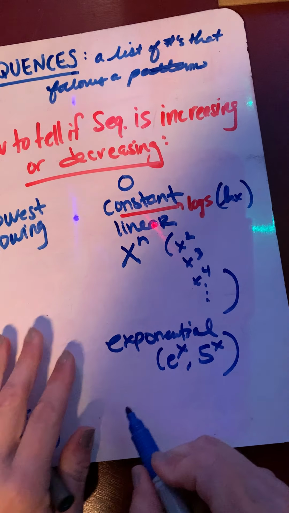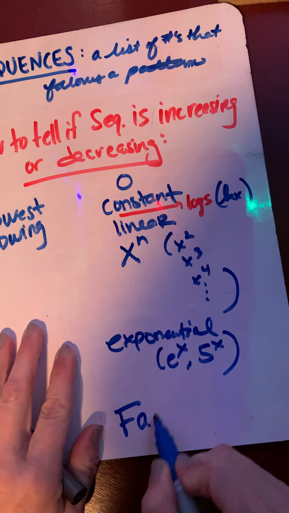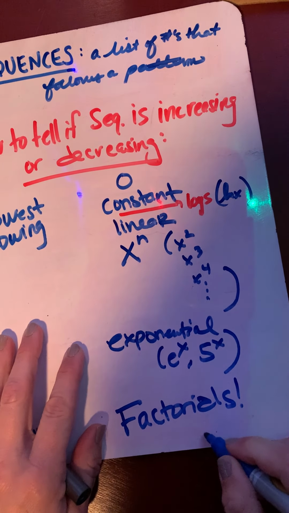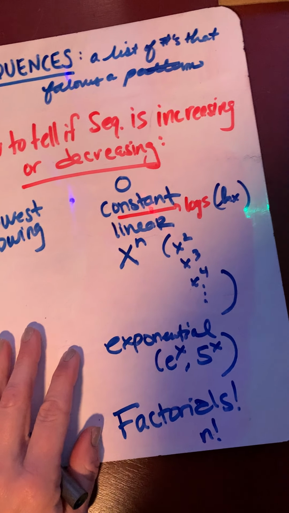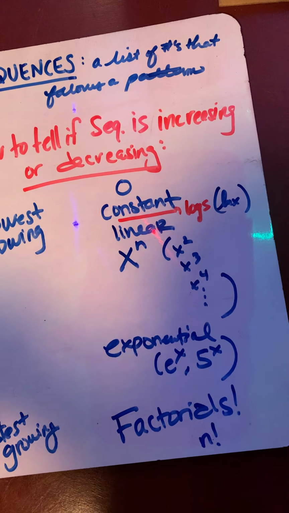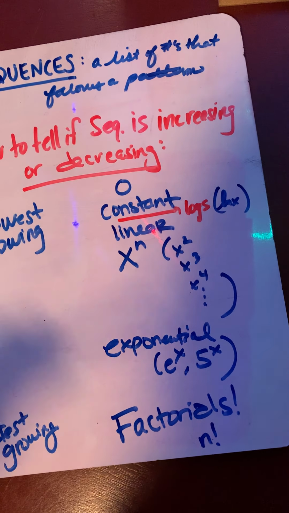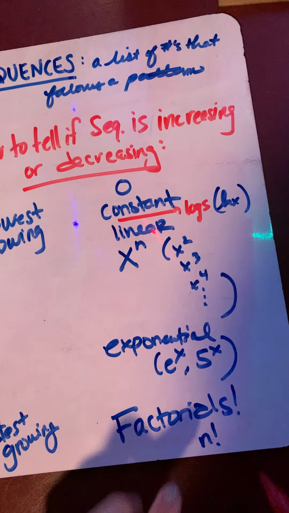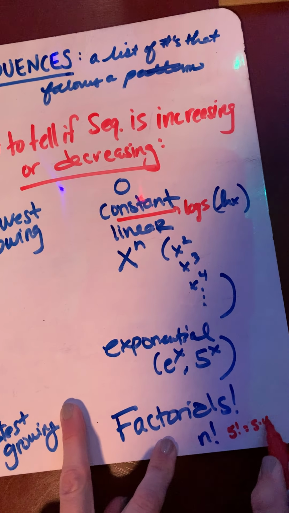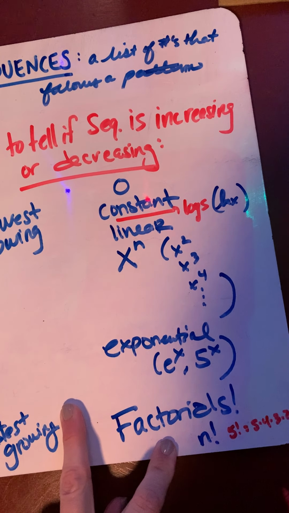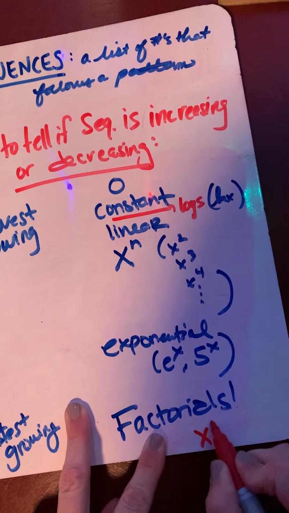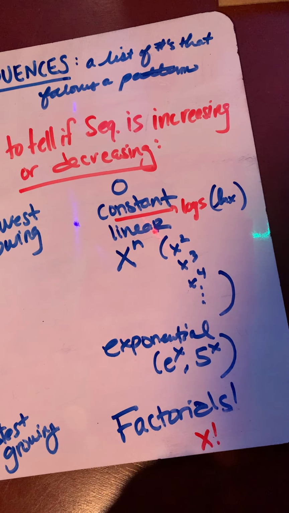The biggest function of all is factorials. What? Factorials are going to become a thing? Yup. So that would be n to the n, n exclamation point, n factorial. Do you remember what those are? We're going to be studying them a lot actually. Oh, it's going to be exciting. If you remember, 5 factorial is 5 times 4 times 3 times 2 times 1. Yeah, well if we have x factorial, it's going to be the fastest growing thing that we have.